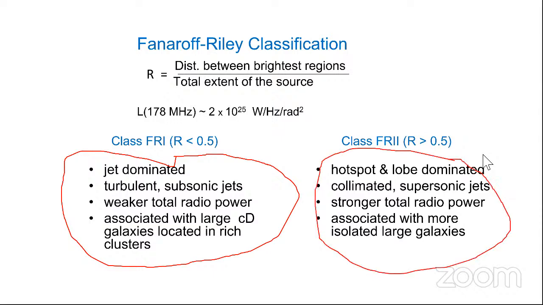It only depends what kind of object. Is it a quasar or is it a radio galaxy? Also, you don't see very clear lobes, so it is somehow weak. And these objects, FR1, are mostly associated with large CD galaxies. This is what you call the central dominated galaxies that are located in very rich clusters. So let me show some pictures, so enough words.